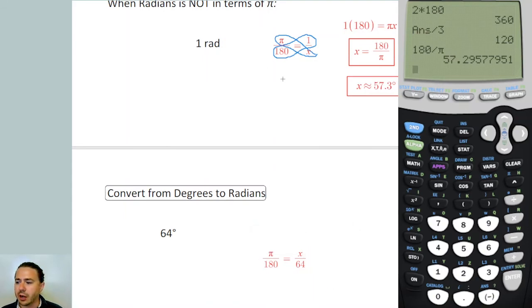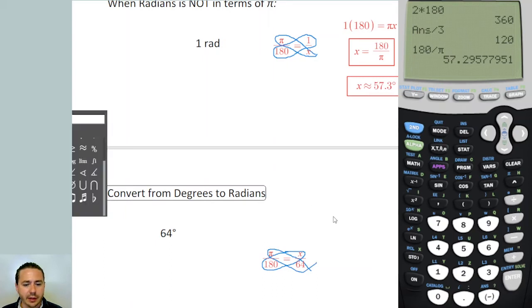The way we're going to solve it though is identical. We're still going to use the cross products property to isolate x here. So I will multiply x times 180, and I'll multiply 64 times pi. And that will leave me with 180x equals 64 pi. And then to solve for x, I just need to divide both sides by 180. So I get x equals 64 pi divided by 180. And that's good. We can reduce that.